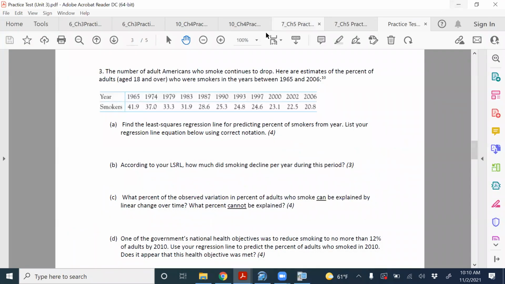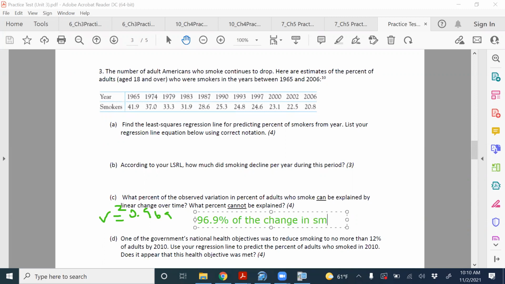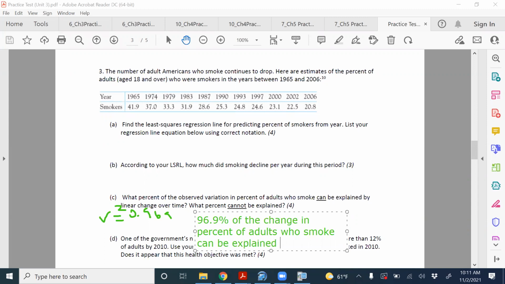So what you do is you say R squared is 0.969. So what this means is 96.9% of the change of adults who smoke can be explained by the change in year.